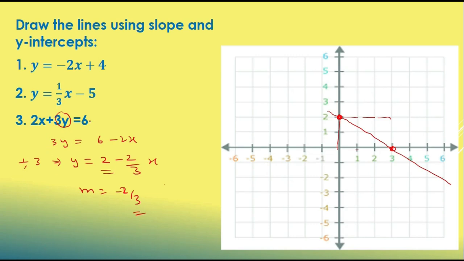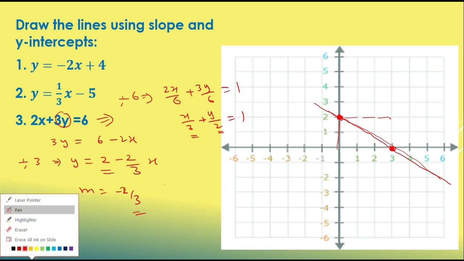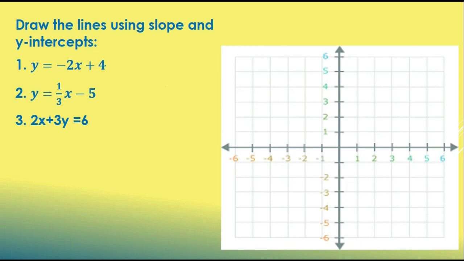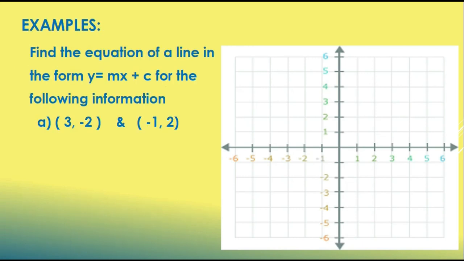Or in other words, take this equation, divide it by 6. You will get 2x over 6, 3y over 6 is equal to 1, which is x over 3 plus y over 2 is equal to 1, so x-intercept is 3, y-intercept is 2. Connect them, you will get the line we are looking for. That's it. Next, some other examples.